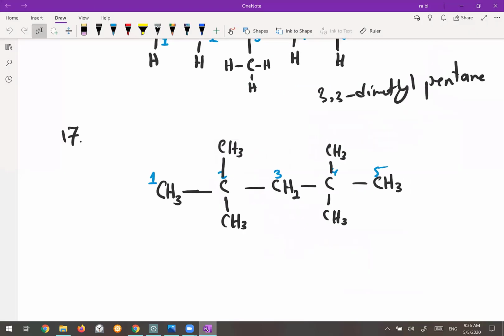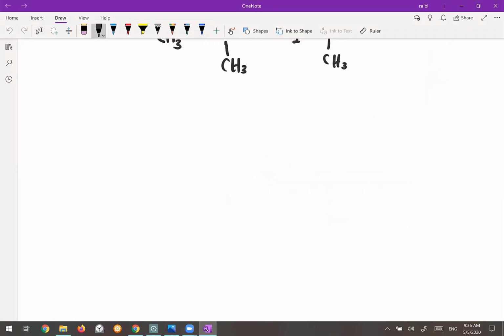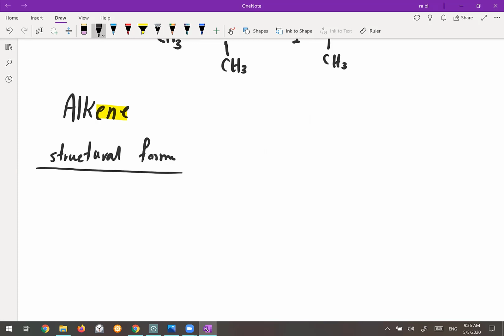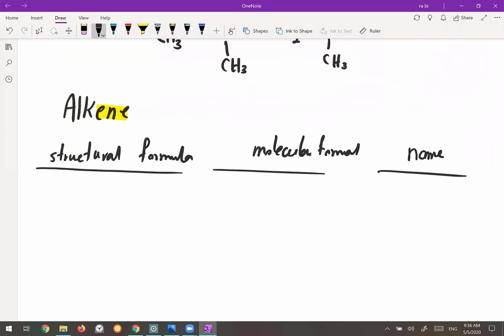So here I want to write down the alkenes, E-N-E, okay, it has E-N-E at the end. Same as the alkane, I want to draw the structural formula here. And then I will draw the molecular formula. And then I give the name of the alkene.